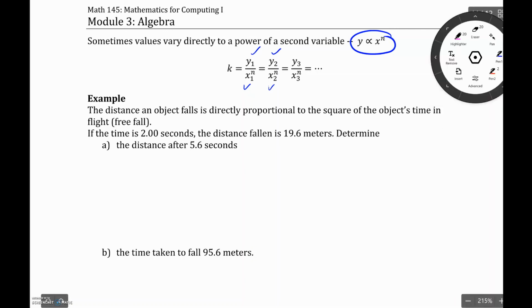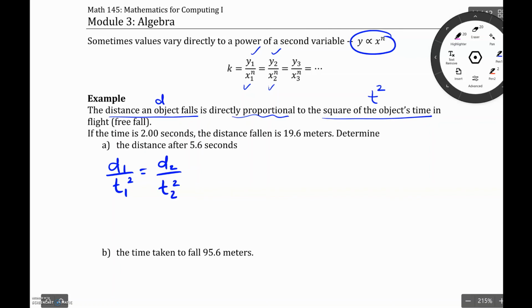The distance an object falls, so we could call that, for example, d, is directly proportional to the square of its time. So we could say that's directly proportional to t squared. So what do we know from this? We know that d1 over t1 squared is d2 over t2 squared.